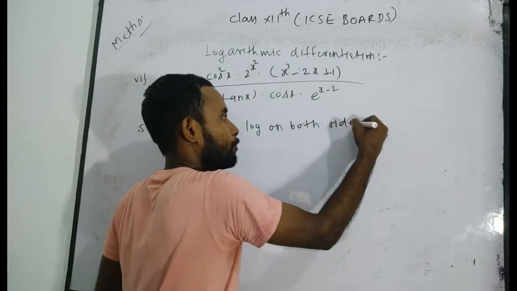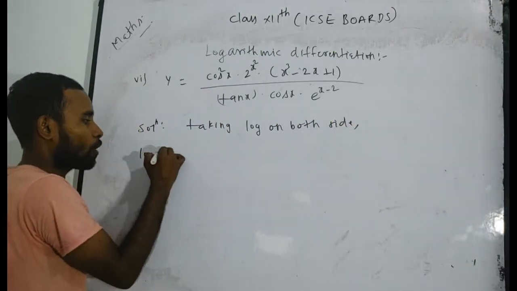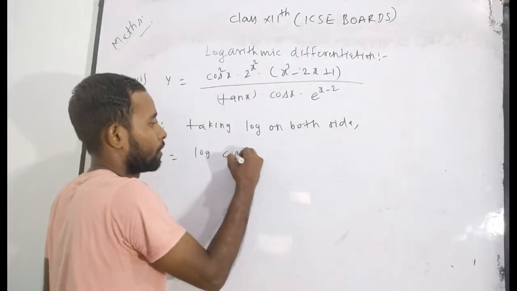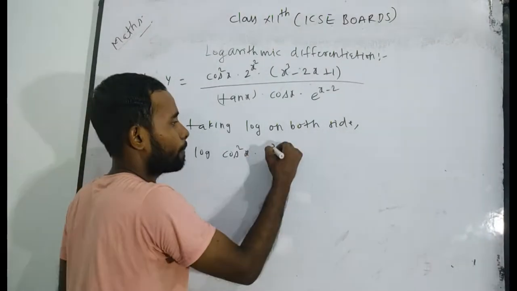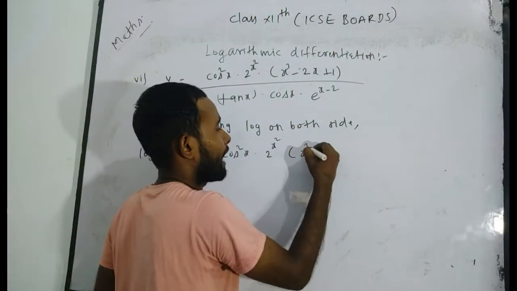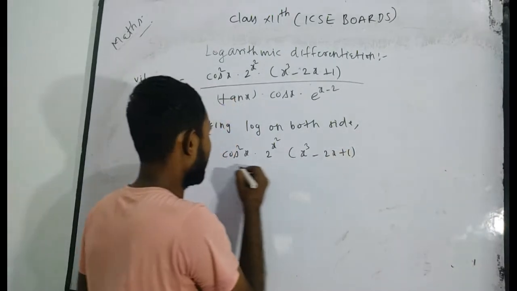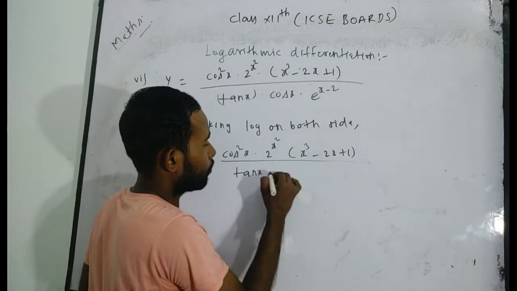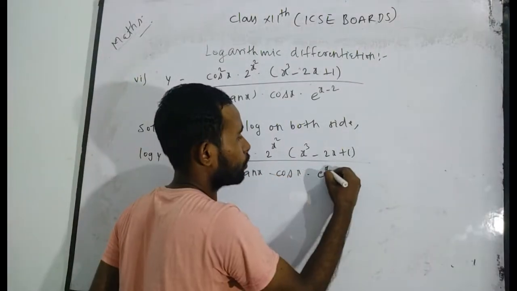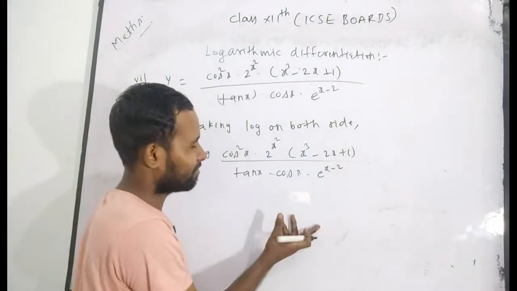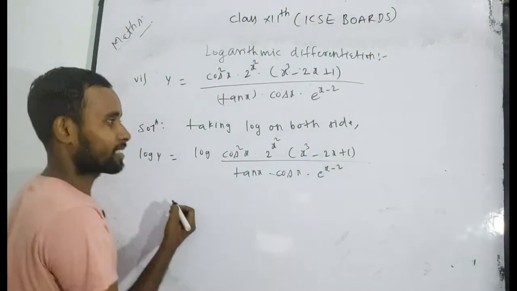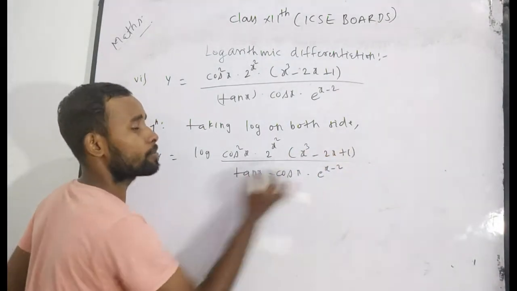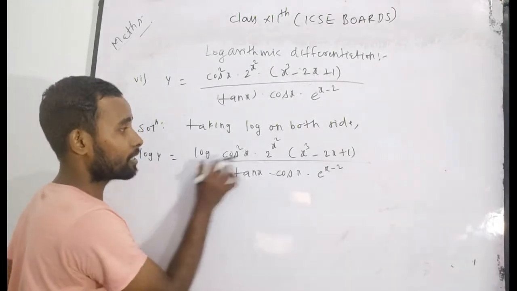If you take log on both sides, in LHS you will get log y, while in RHS you will get log of cos square x into 2 to the power x square into x cube minus 2x plus 1, divided by tan x into cos x into e to the power x minus 2. You can simplify it also, but it doesn't affect us much. Now, suppose that the numerator term is a and the denominator term is b. Definitely you will tell me, sir, this is log a by b.